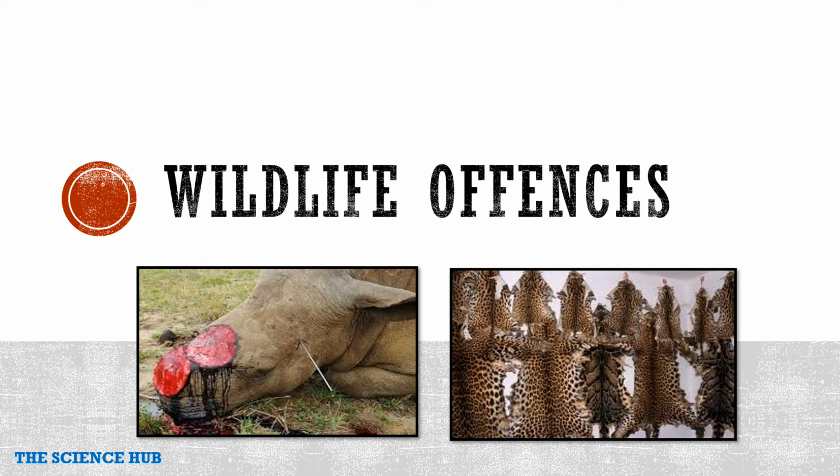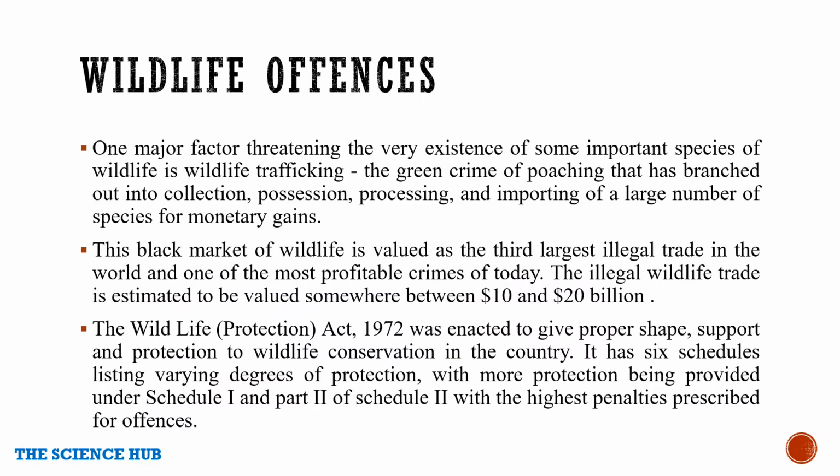Now let us look at the barbaric offenses which are committed against wildlife. One of the major crimes that threatens the existence of some of the most important species of wildlife is wildlife trafficking. This green crime has branched into collection, possession, processing and importing of a large number of these important species for monetary gains. Another wildlife crime is killing of animals for their various body parts like bones, horns, nails, skin, fur or body fluids like bile.